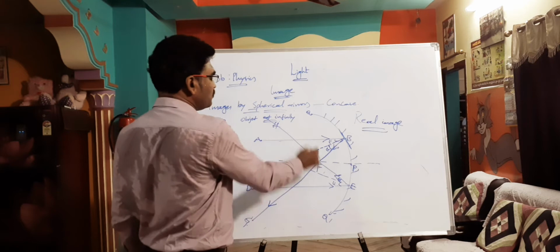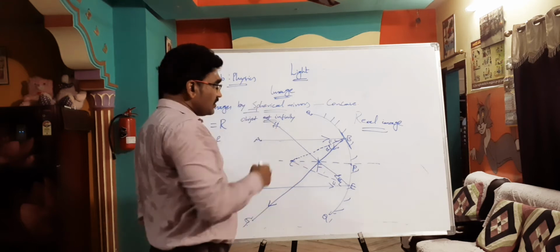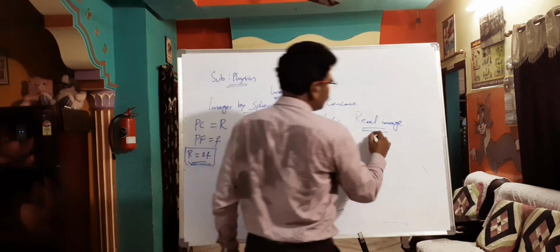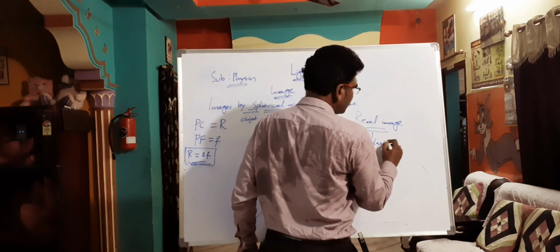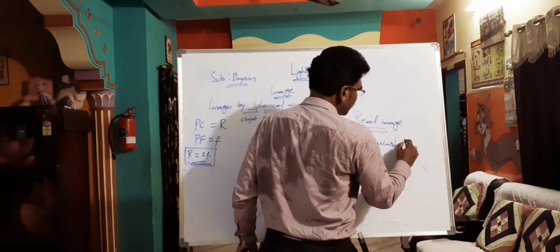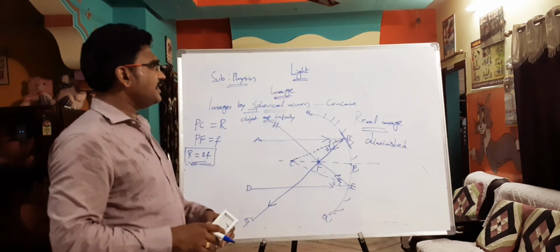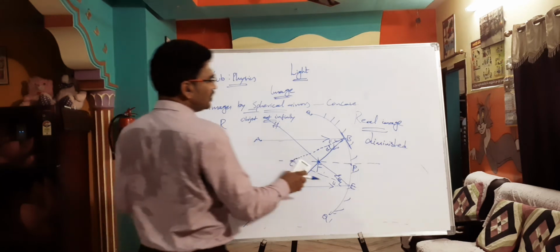Now what type of image are we going to get? It is a real image, and you see the size of the image is very small. As it is very small, we say it is diminished. So you can say it is a real image and diminished. This one you should understand now.